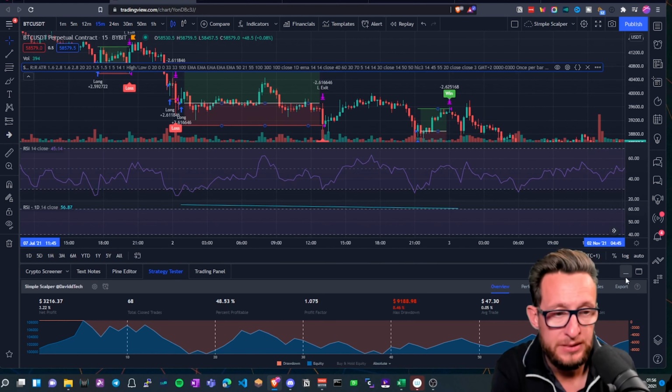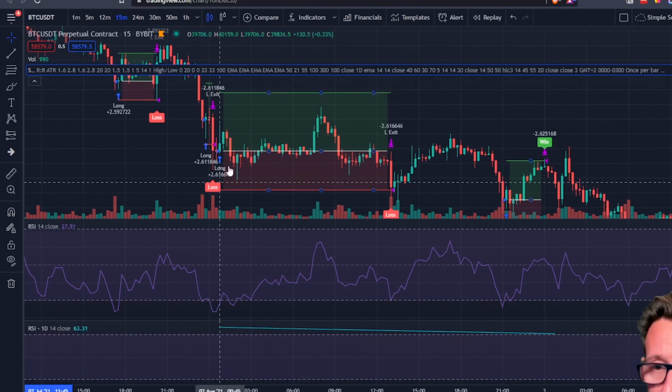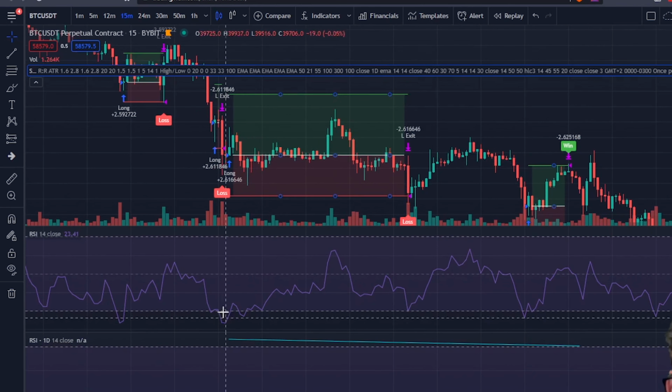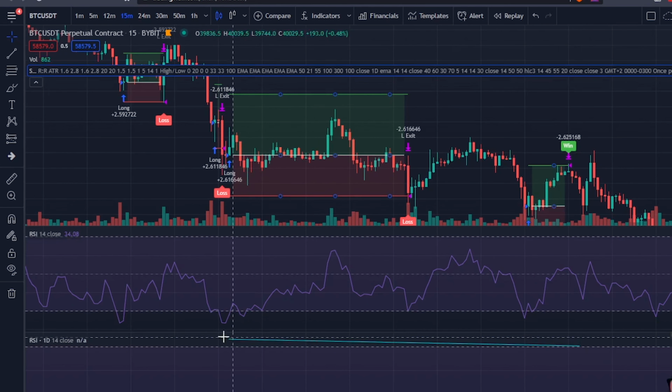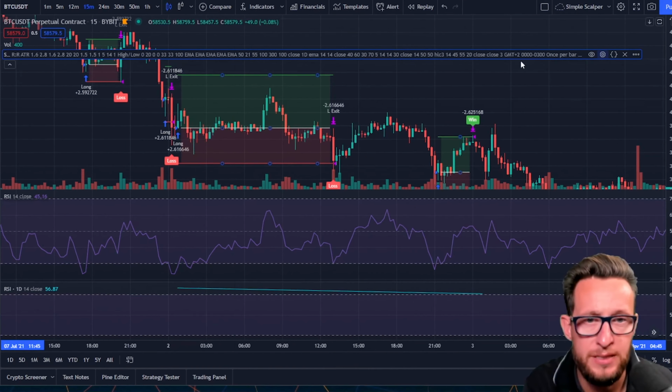Okay, so as you can see, it actually gets the right entries here. So we're at the bottom of the RSI on the 14, and we're at the top of the RSI on the 1 day, and that's the perfect entry just there.